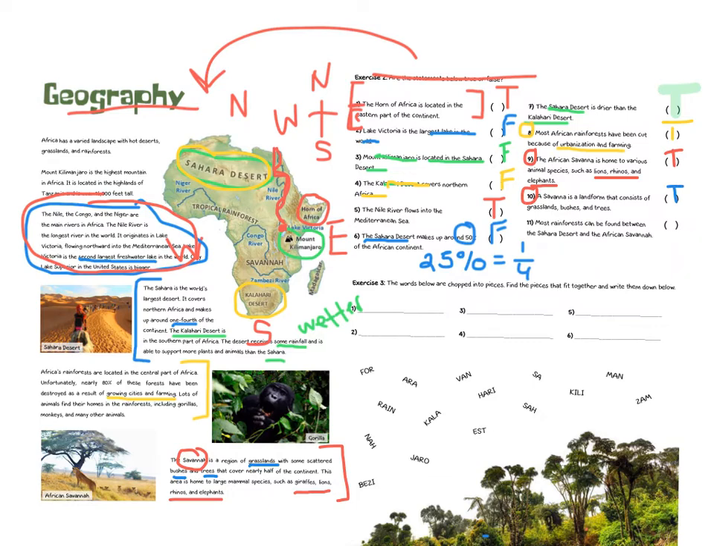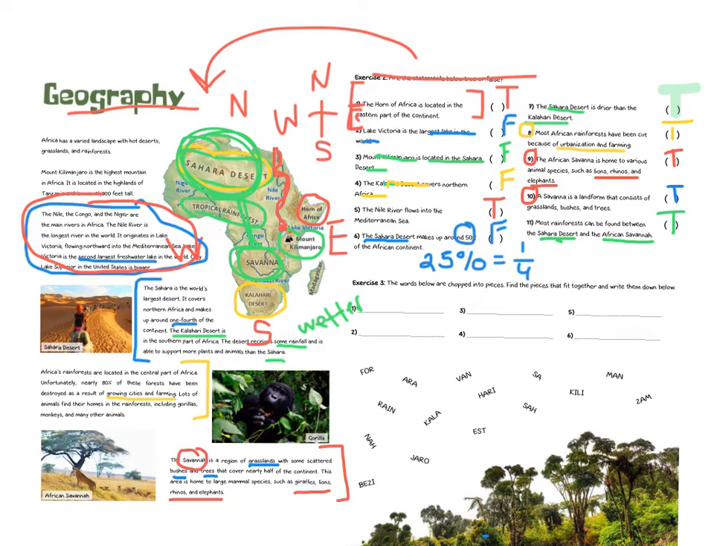Okay, next one is most rainforests can be found between the Sahara Desert, that's the key word, and African savanna. Okay, so let me find the desert. The desert is here, and the savanna is here, and the question says between. Yep, that's another true, because I can see that I have the tropical rainforest that's in between. Okay, very good. So that is going to be that.